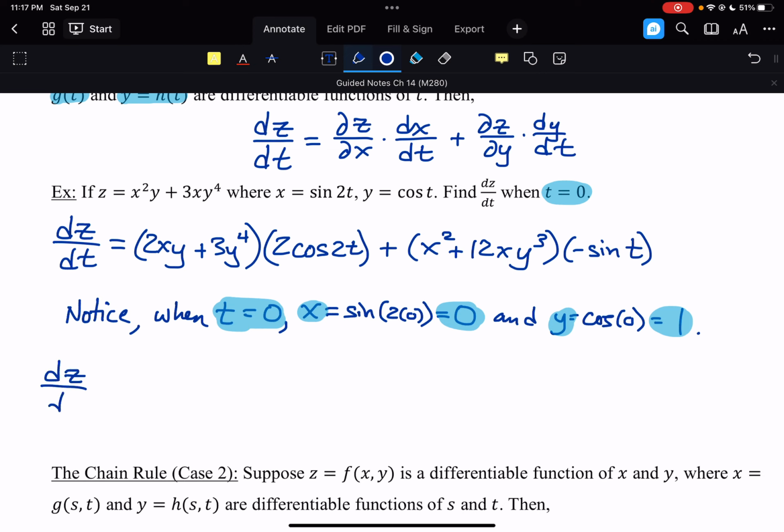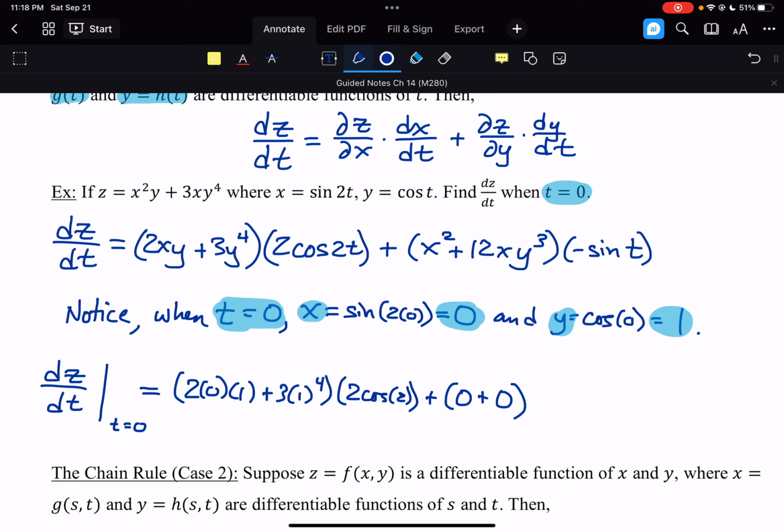So dz dt, evaluated at t equals 0. All the x's will be 0, the y's will be 1. So we'll get 2 times 0 times 1 plus 3 times 1 to the 4th, times 2 cosine of 0, plus 0 times negative sine of 0. I messed that one up, didn't I? That would be cosine of 0 right there.